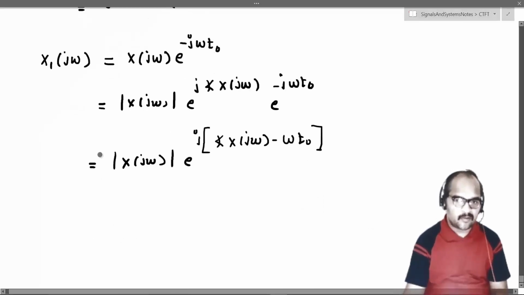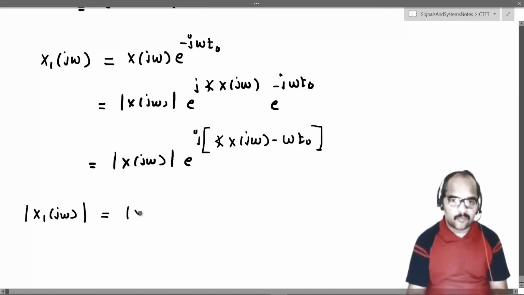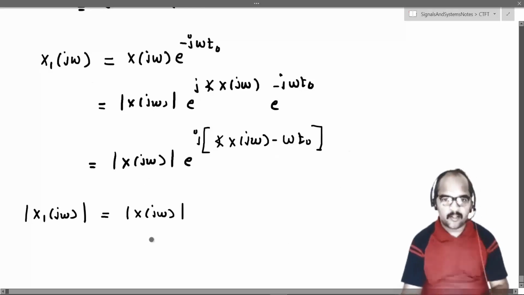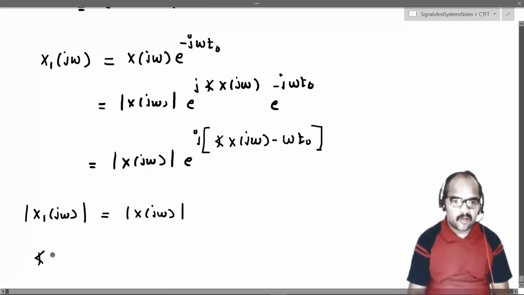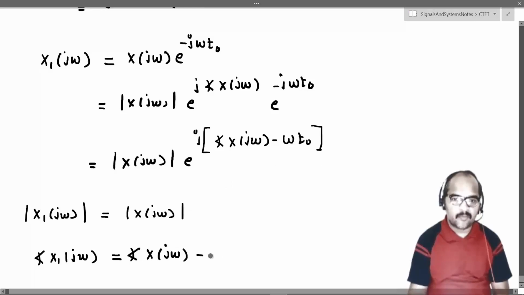We will see. If you take the modulus of X1 of j omega, that should be equal to modulus of X of j omega. Why? Because the modulus of e power j theta is equal to 1. And from this, what is the angle of X1 of j omega? It is the whole term in the square bracket, that should be angle of X of j omega minus omega t naught.